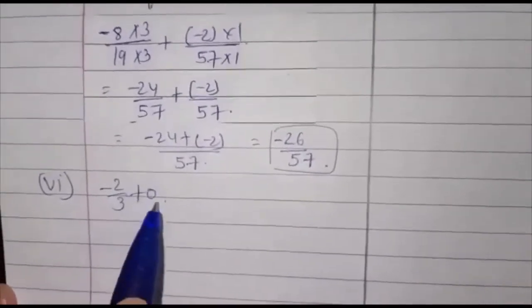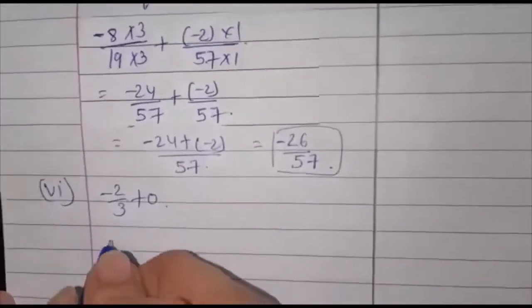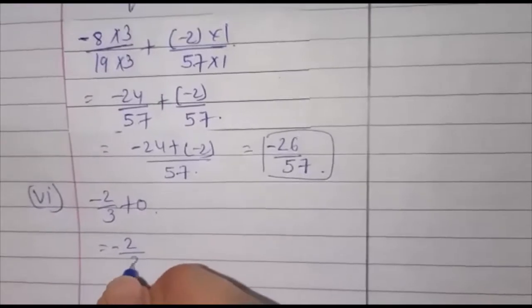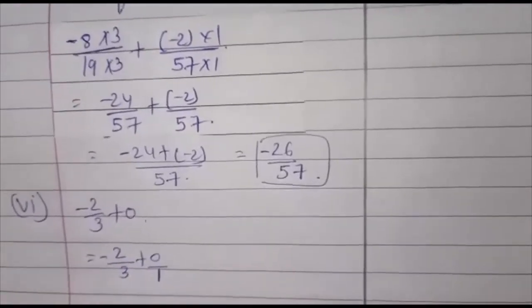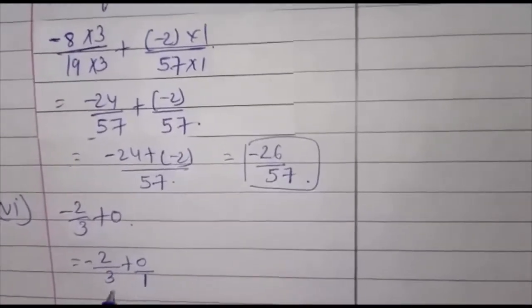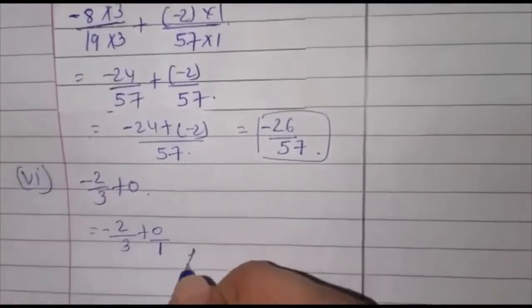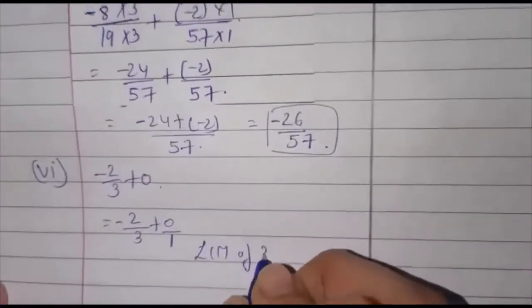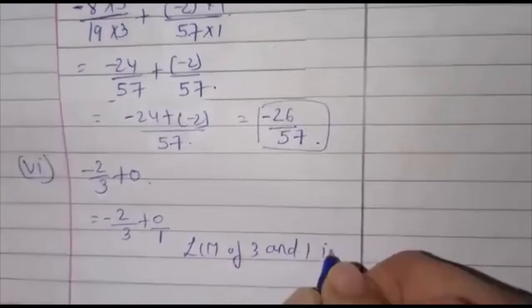So here you see the 0 is there and it is not having any denominator. So first we will give denominator 1. And now we can take LCM of 3 and 1. Definitely we know that it will be 3 only. So LCM of 3 and 1 is 3.